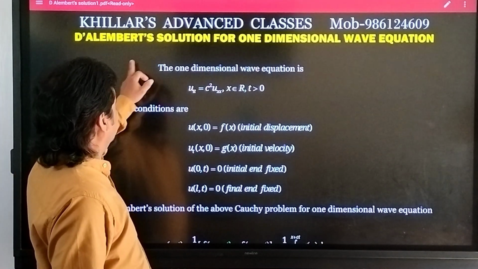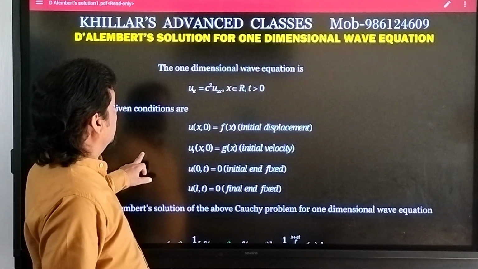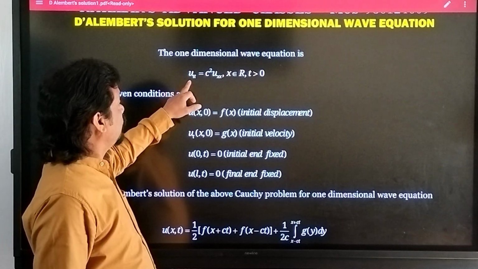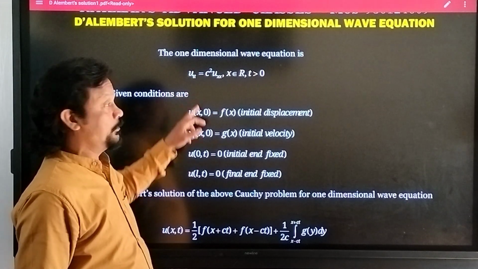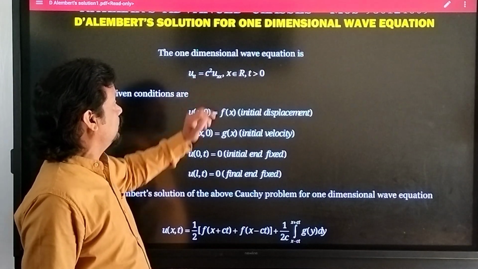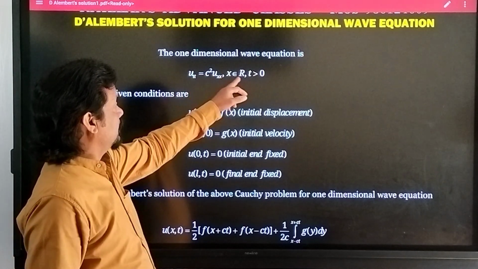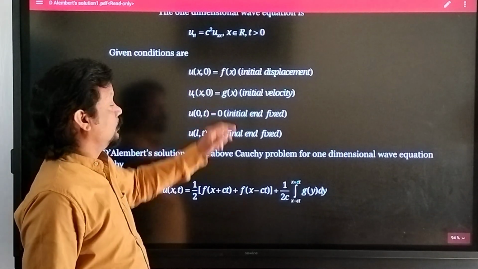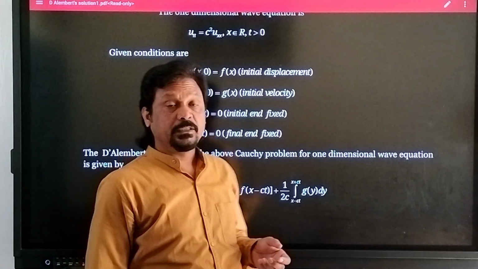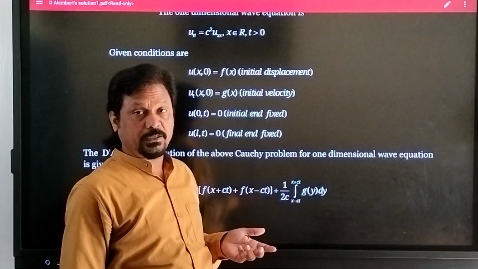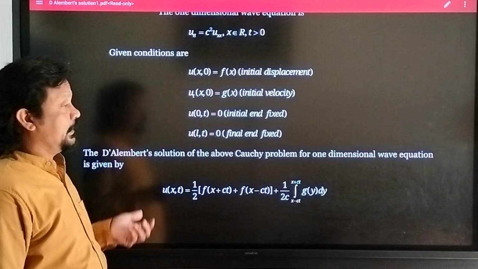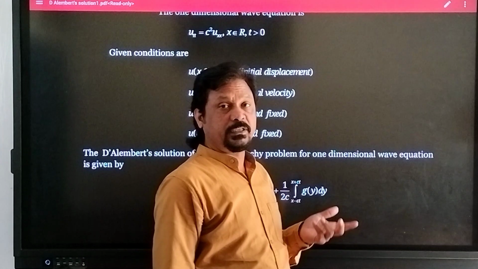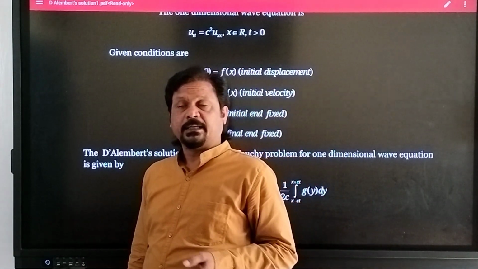See here, D'Alembert's solution for the one-dimensional wave equation. In my previous video, I already derived the one-dimensional wave equation: u_tt is equal to c square into u_xx. That means del square u by del t square is equal to c square into del square u by del x square, where x is a real number and t is greater than 0. The given conditions: u is a function of x and t, x is the point, t is the time, and u is the displacement at the point x at time t.